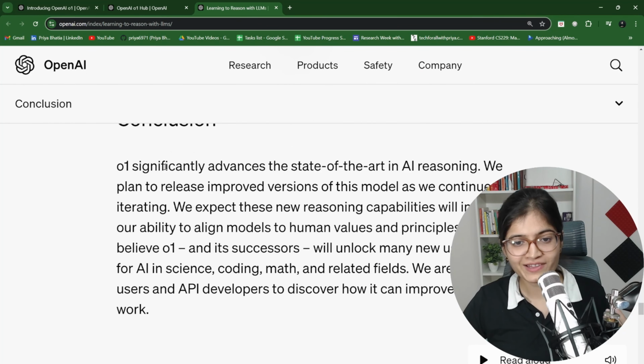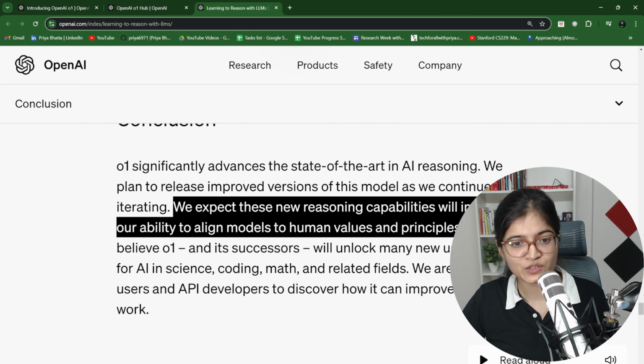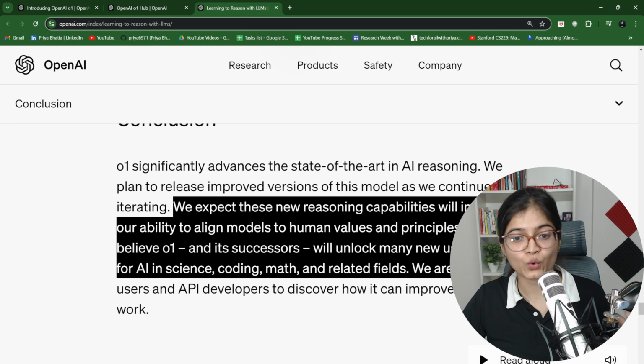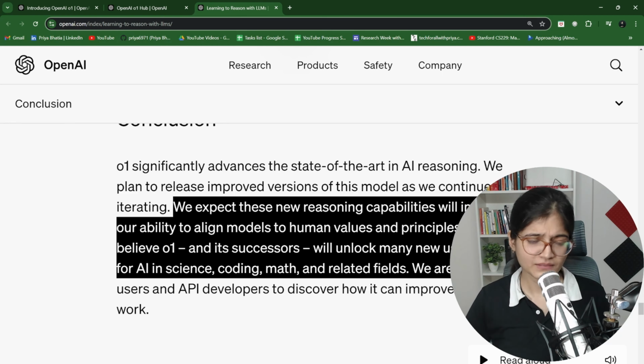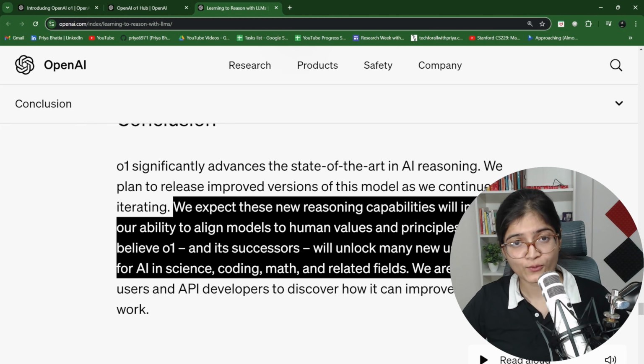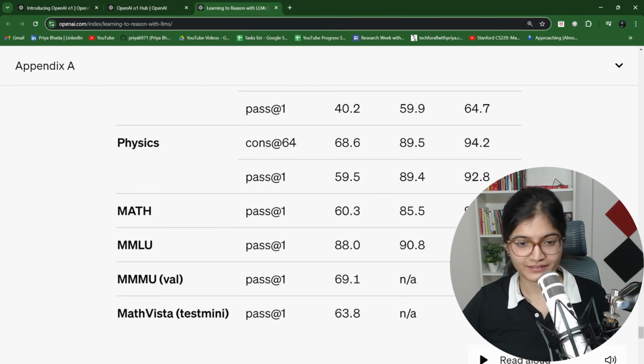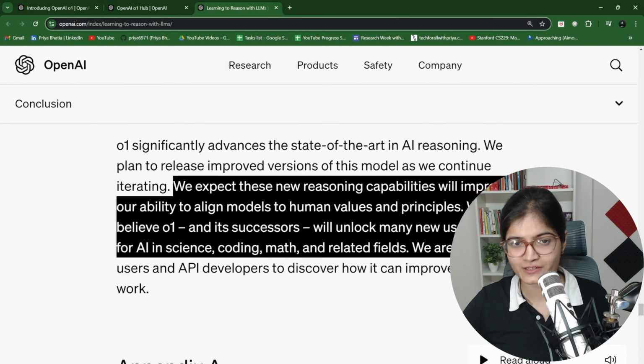Here they talk about the conclusion. So O1 significantly advances the state of the art in AI reasoning. We plan to release improved versions as we continue iterating. We expect these new reasoning capabilities will improve our ability to align the models to human values and principles. We believe O1 and its successors will unlock many use cases for AI in science, coding, maths, and related fields. I think it's going to be so interesting in the future, and I'm looking forward to learning and seeing how things go on. It's a very interesting space altogether.